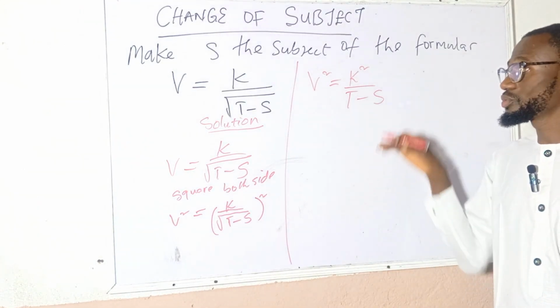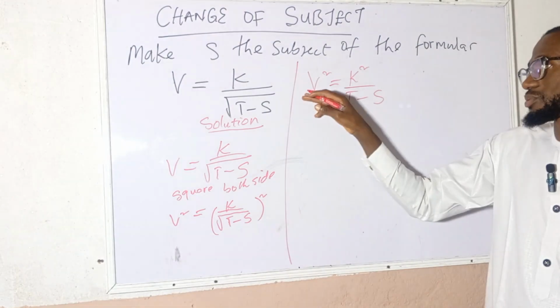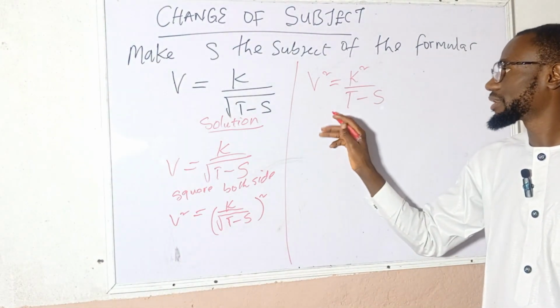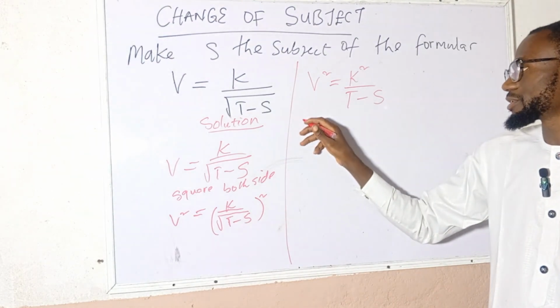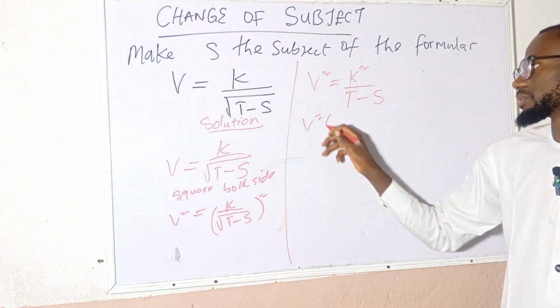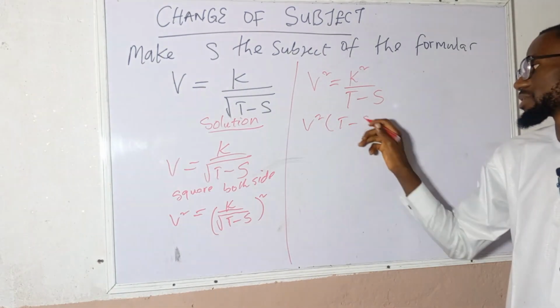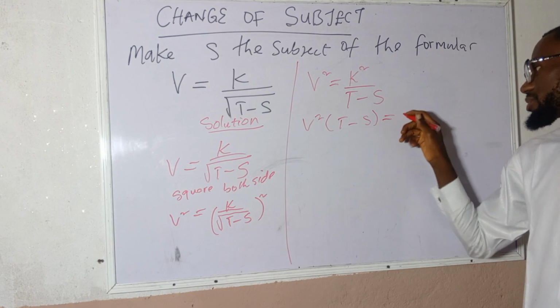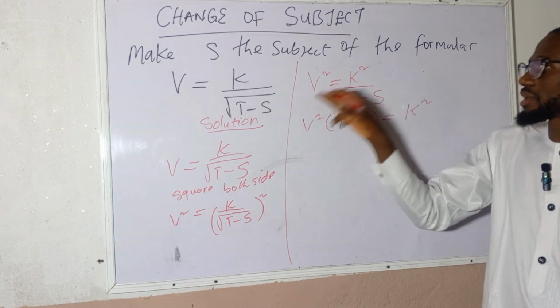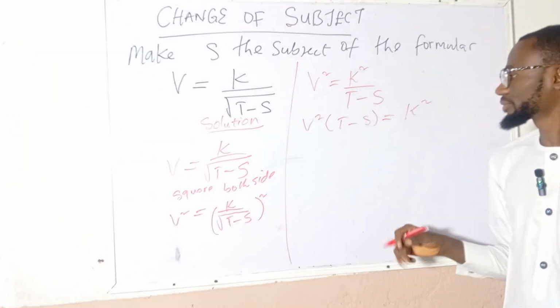Now we are going to cross multiply because we assume this is over 1. Then we can cross multiply by saying we have b square multiplied by t minus s is equal to k square, because this k square can only multiply 1 here.